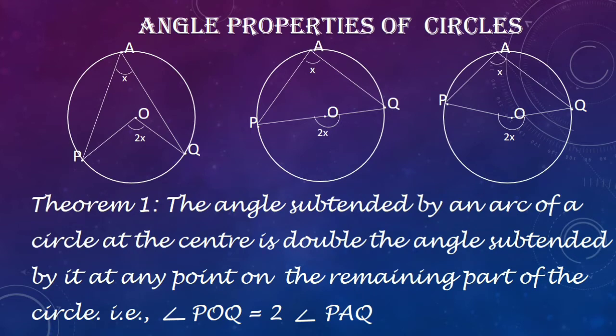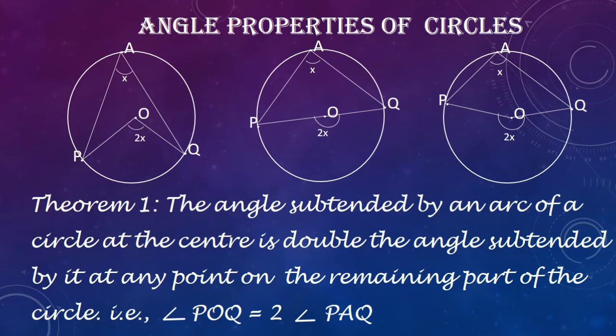Moving on to theorems. Theorem 1. The angle subtended by an arc of a circle at the center is double the angle subtended by it at any point on the remaining part of the circle. Consider the first figure. The minor arc PQ subtends an angle POQ at the center and an angle PAQ at the remaining part of the circle. By this theorem, angle POQ is equal to twice angle PAQ.